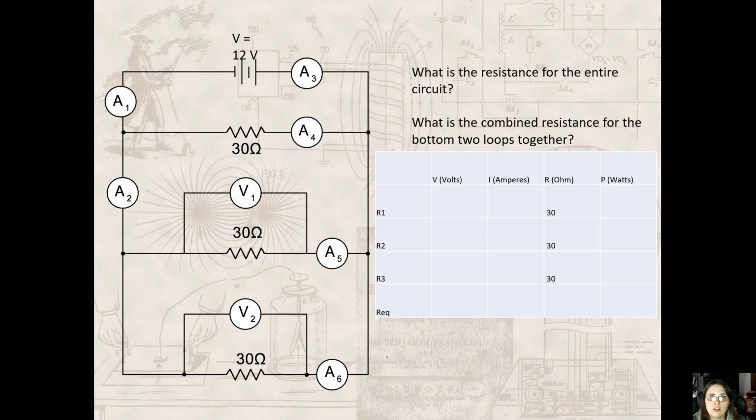We have the voltage here of 12 volts, and sometimes it's easy to create what I call a VERP chart. This is a VERP chart. So you can do this for both series and parallel circuits.